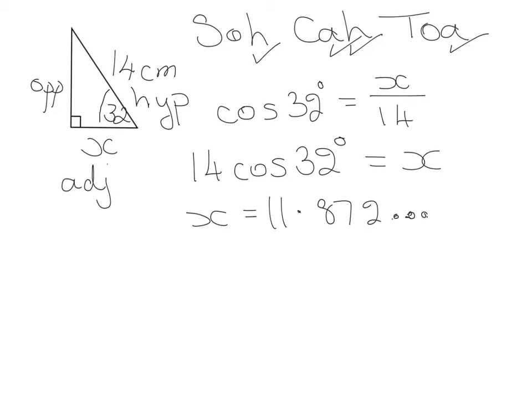Remember to put it to about 3 decimal places, and then dot dot dot, and then you're going to round to whatever you're told to. For these ones, I'm going to round them to 1 decimal place. So rounding that to 1 decimal place is 11.9 centimetres.